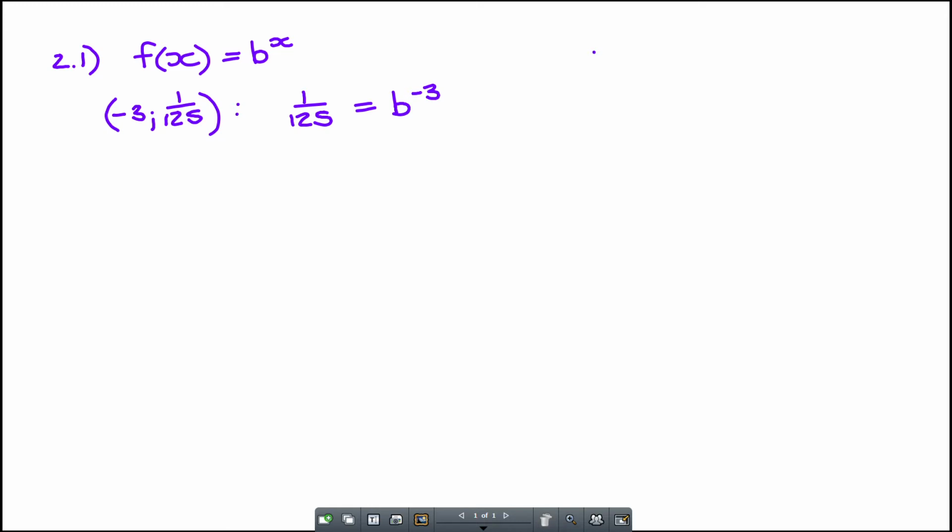Okay, right. So 1 over 125 is the same as 5 to the power of minus 3. And now you can see exponents are the same, so therefore I can say that B will be 5. Is julle fine with it? Okay, so therefore, let's just write it in the correct form. Fx is equal to 5 to the power of x. Okay, now, gx.